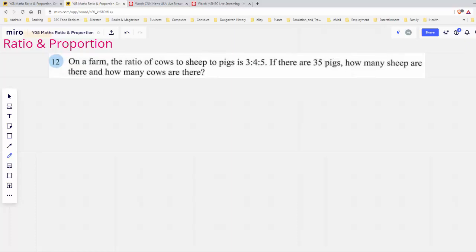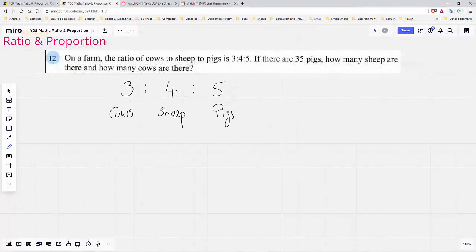Question 12. On a farm, the ratio of cows to sheep to pigs is 3 to 4 to 5. Now if there are 35 pigs, how many sheep are there and how many cows are there? So let's look at this again. We've got a ratio of 3 to 4 to 5. That's cows to sheep to pigs. Now it tells us that there are 35 pigs.